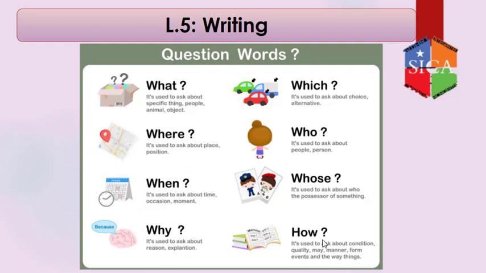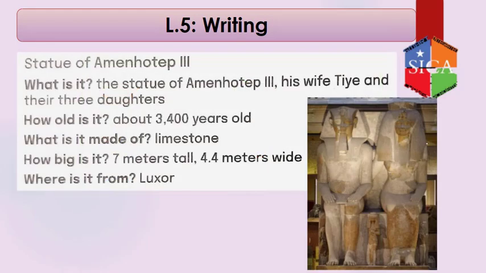We use how to ask about how this thing is made. It's used to ask about conditions or circumstances, quality, make, manner, form, events, and the way things are done. After we know all this information, let's move to some notes in a museum.